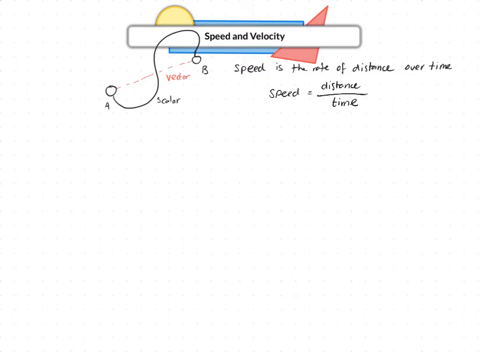Now, velocity is very nearly the same thing, and in most of the future lessons, we're not even going to distinguish between speed and velocity. Velocity is the rate of displacement over time. So pretty much the same thing, except we're using displacement instead of distance. And so here our equation becomes velocity equals displacement over time.